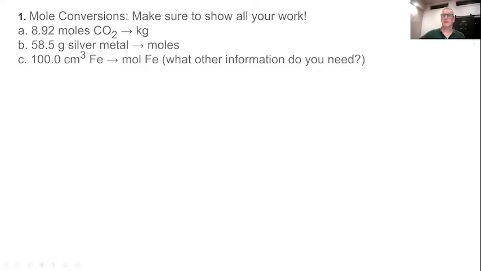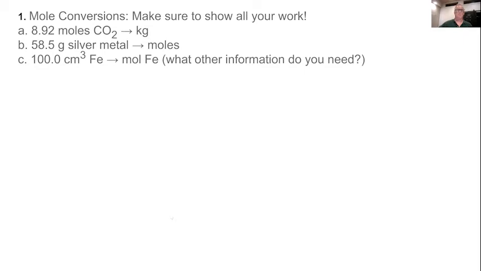All right, so sounds like not a lot of people got to the shape question. So I sort of wanted to start there because I think most people handled the mole conversion problems pretty easily. So the information you needed for part C was just the density of iron. So you just looked that up. I think it's around 8 grams per cubic centimeter, something like that.